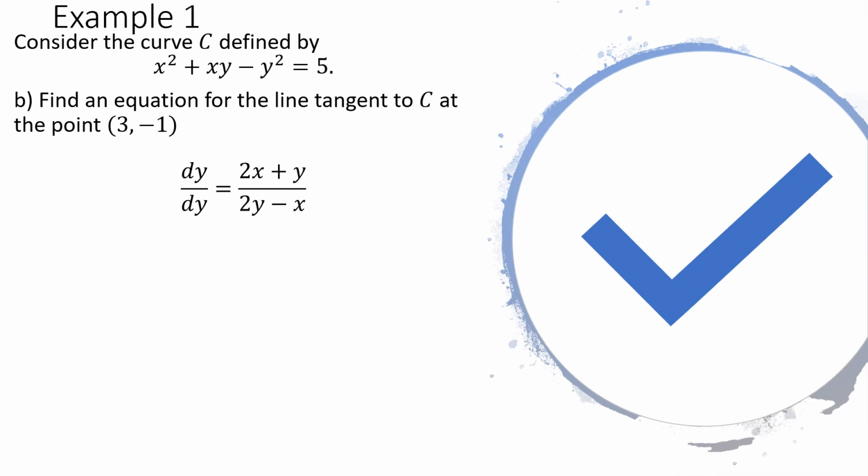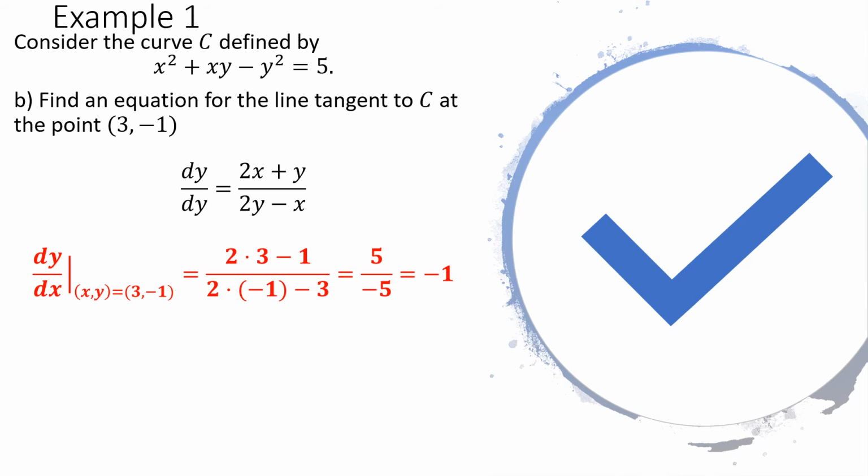So from part A, we have that the derivative is 2x plus y over 2y minus x. And so what I'm going to do is I'm going to plug in the point 3, negative 1 into that derivative and simplify to get that my derivative at 3 is negative 1. Alright, so now plugging that into my equation of the line formula, I get y plus 1 equals negative 1 x minus 3.